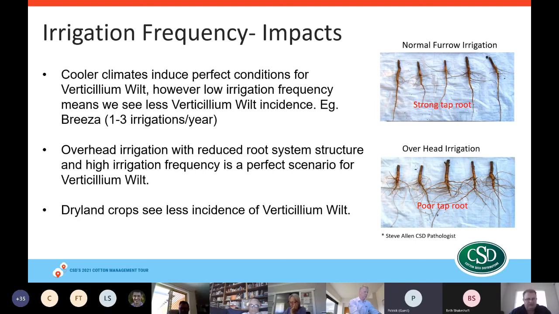Certainly overhead irrigation with reduced root system structure and high irrigation frequency is the perfect scenario for verticillium wilt. So we're irrigating every sort of 5 to 6 days, up to 7 days. We're putting on a certain amount of moisture. It's cooling the soil down, and causing significant issues around, particularly the upper Namoi, with this disease under those sorts of irrigation systems. And in dryland crops, we don't see it, and that sort of backs up and suggests that obviously irrigation and the amount of water you're putting on can actually cause significant issues in terms of the amount of verticillium wilt in irrigation.